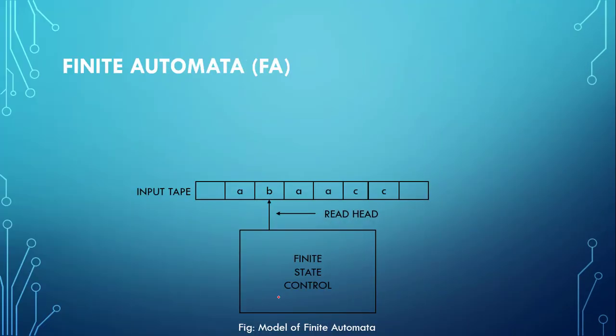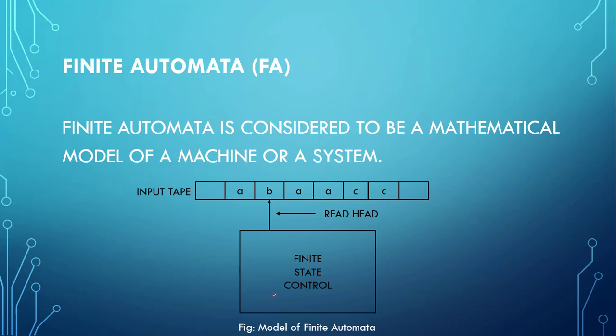So let's see what we will be learning in the next module of our sessions, that is finite automata. Finite automata is considered to be a mathematical model of a machine or a system. As we can see in the diagram of the model of finite automata, we will have an input tape which will contain our input symbols. We will have a read head along with a finite state control which will read the input and tell us whether the given input string was valid or invalid.